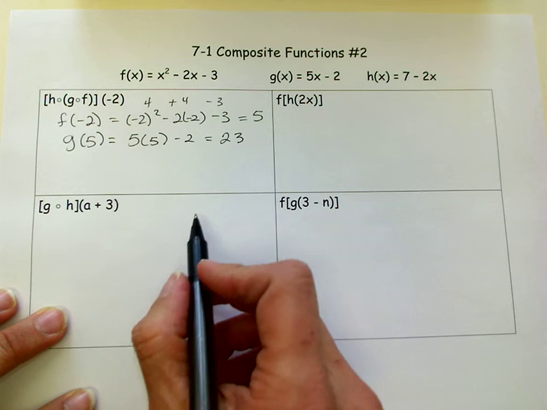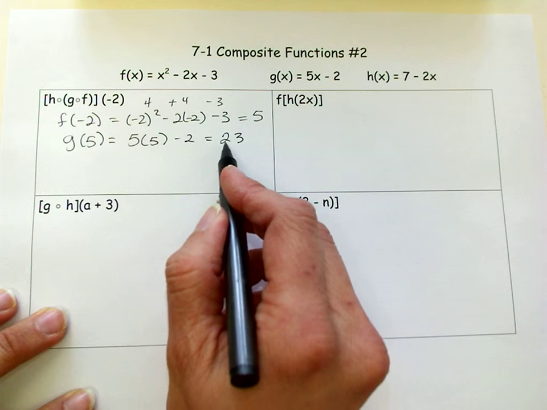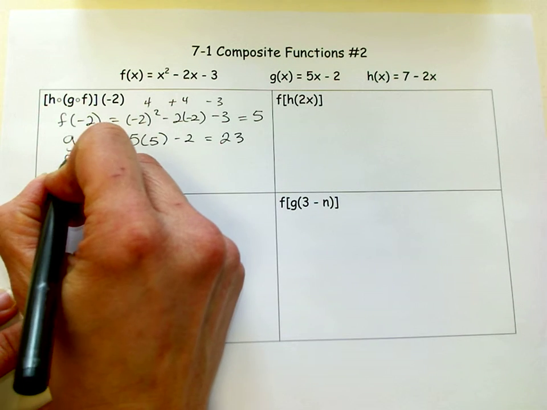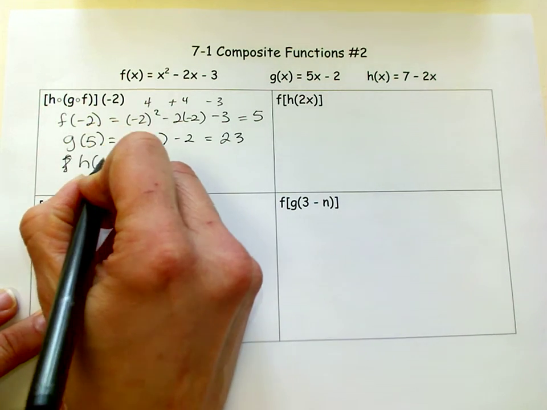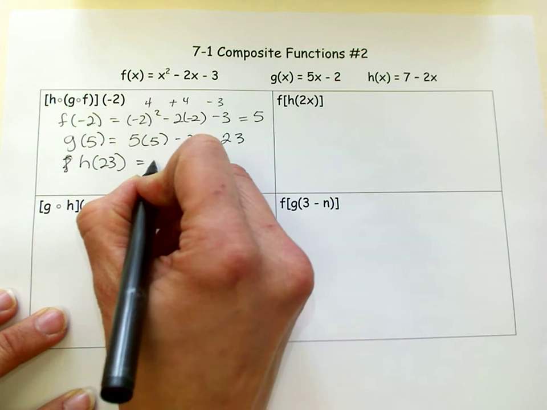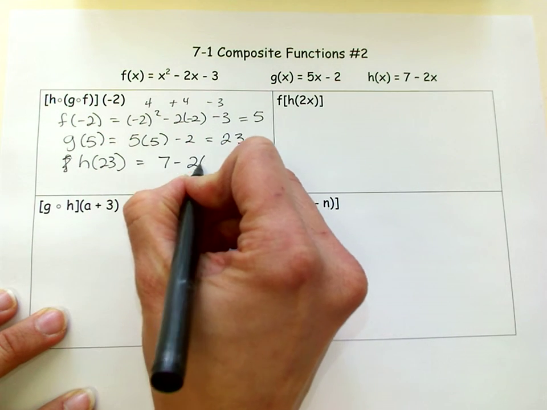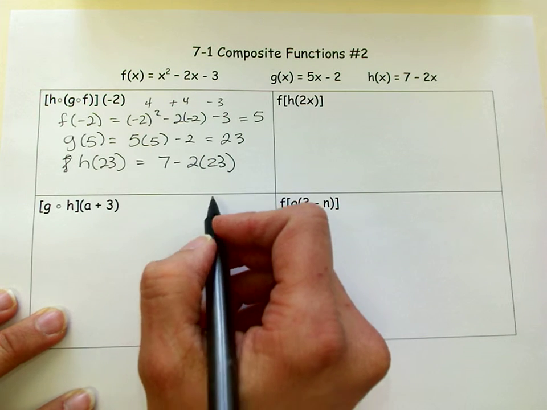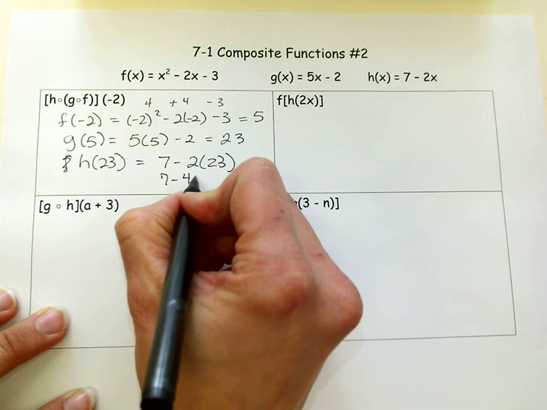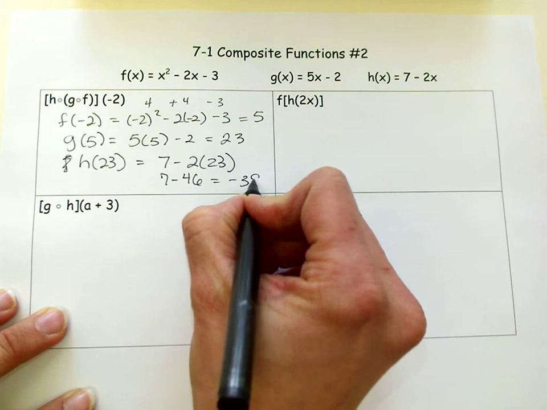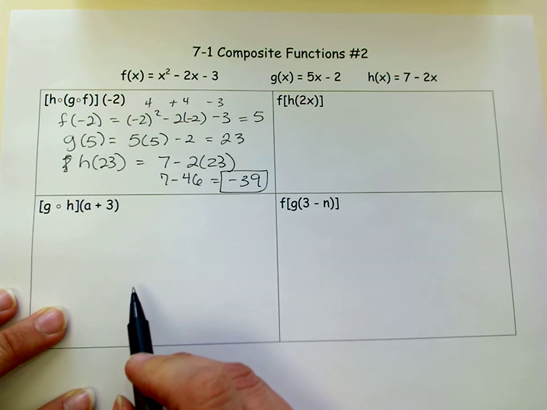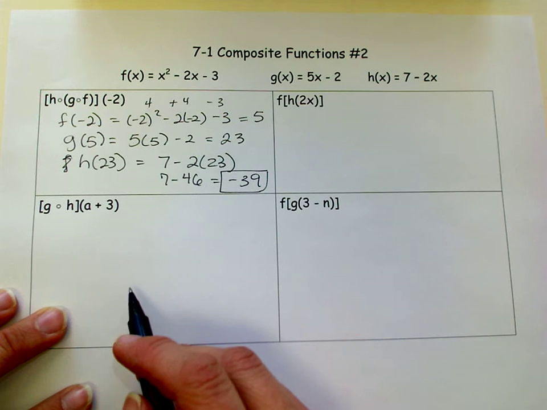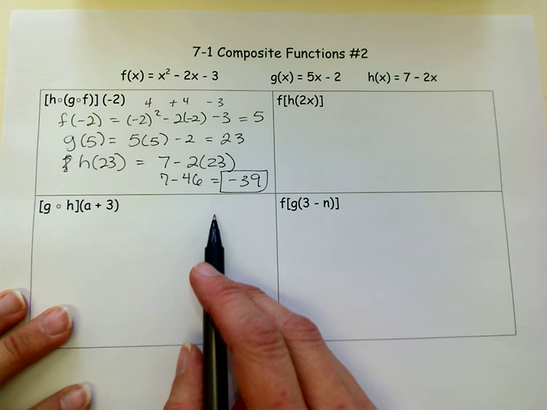So now we take what we got for g of 5 and we put it into the x of the h. So we take our h function, we are finding h of 23. So we say 7 minus 2 times 23. Well, 23 times 2 is 46. 7 minus 46 is a negative 39. So our h of f, let's say that again. Our h of g of f is negative 39.